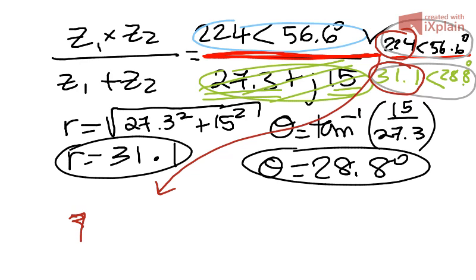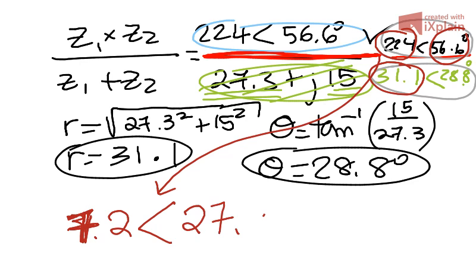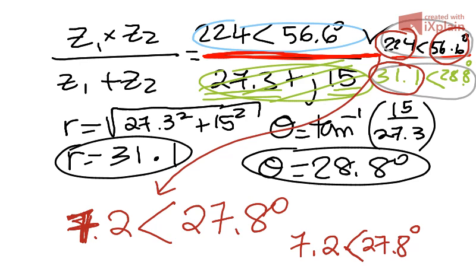So 7.2. So this is our new R. Then the two angles, 56.6 and 28.8, we are not going to divide, we are just going to subtract. And then the angle that we get is 27.8 degrees. So final answer, 7.2 being the magnitude, and 27.8 degrees being the argument or the angle.